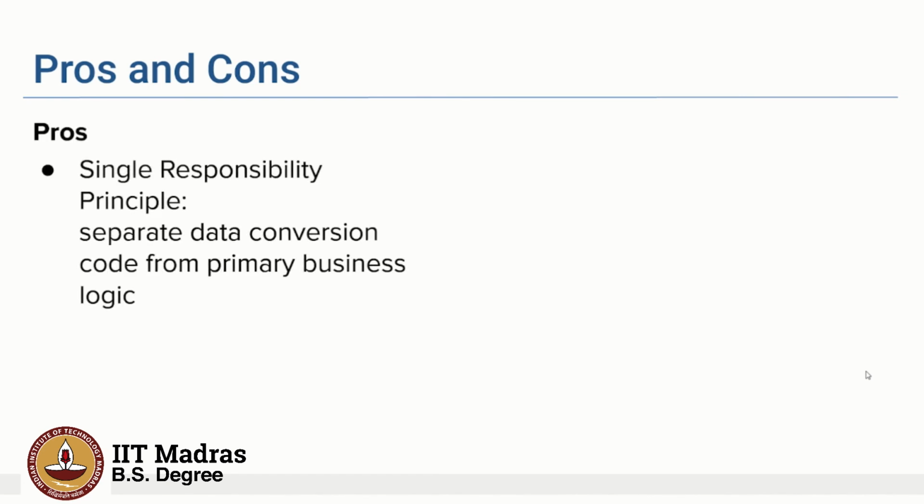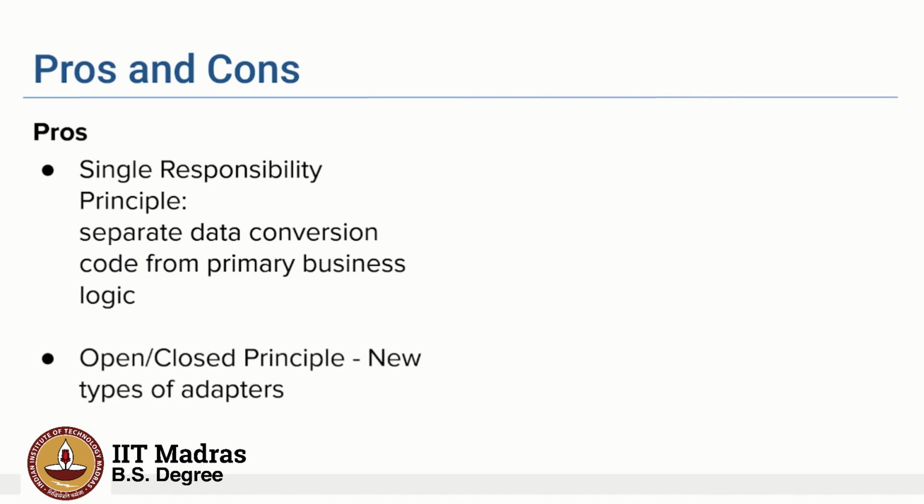So one advantage is that we are following the single responsibility principle, right? So in our case, we separated the code to convert from dollars to rupees or euros to rupees from the actual business logic of the product class, which is to add products, edit, delete products, right? In that way, we are following the single responsibility principle. The other advantage is that if we want to add new types of adapters, let's say for other currencies, then this can be done easily.